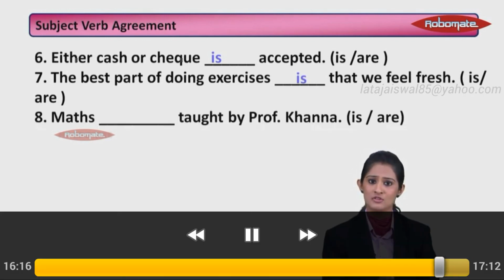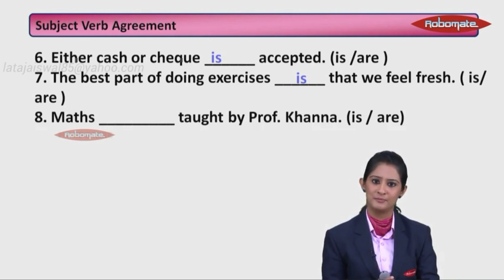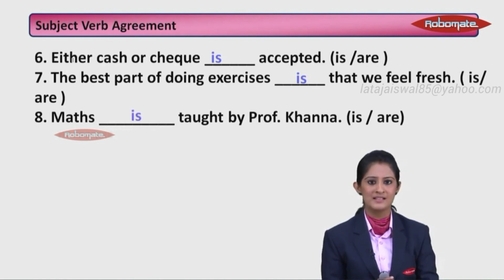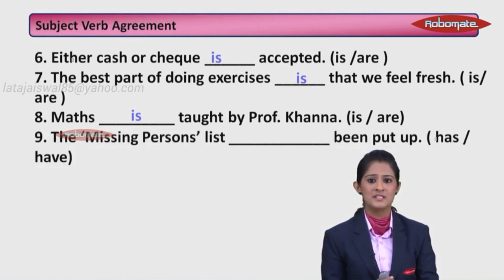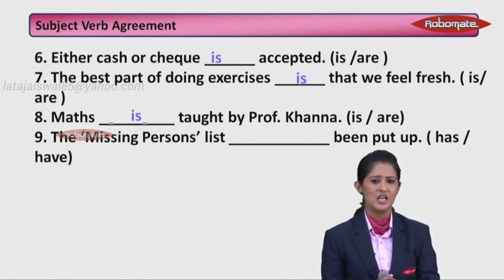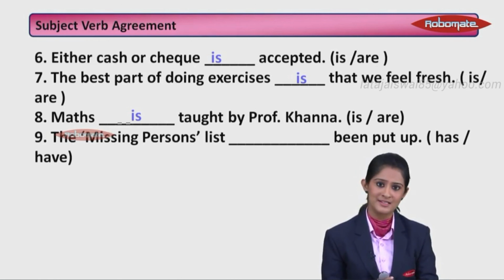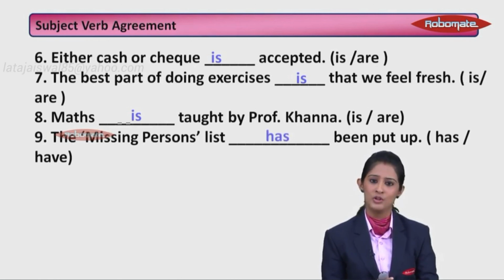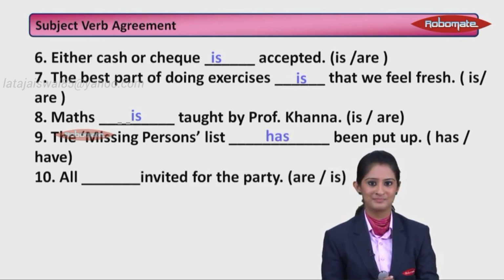Maths dash taught by Professor Khanna. Maths is a singular word ending with s. Hence we use is. Maths is taught by Professor Khanna. The missing persons list dash been put up. The options are has, have. Are we talking about the missing persons? No. We are talking about the list. The answer will be has been put up.